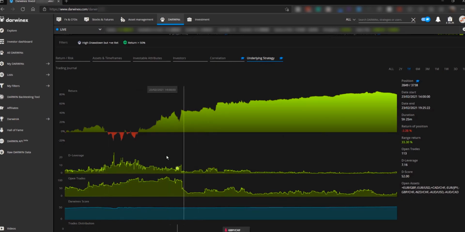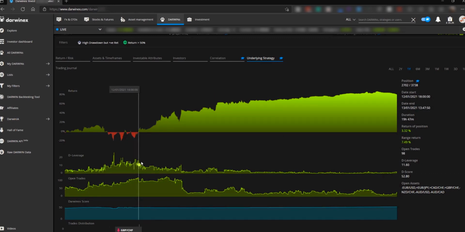Now, early on in the year here, the level of D-leverage is fairly high. And take a look at what is happening to the equity curve. It appears to be very erratic. So at this point, we've gone from a profit of 20% down to a loss of 20%. And that's happened a couple of times. And this kind of erratic behavior is what we get with high leverage.